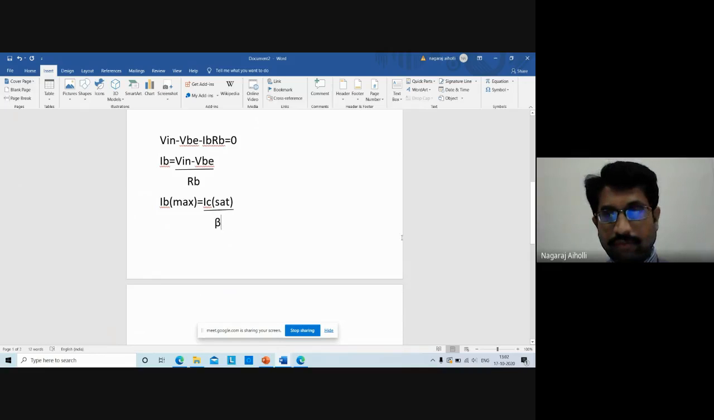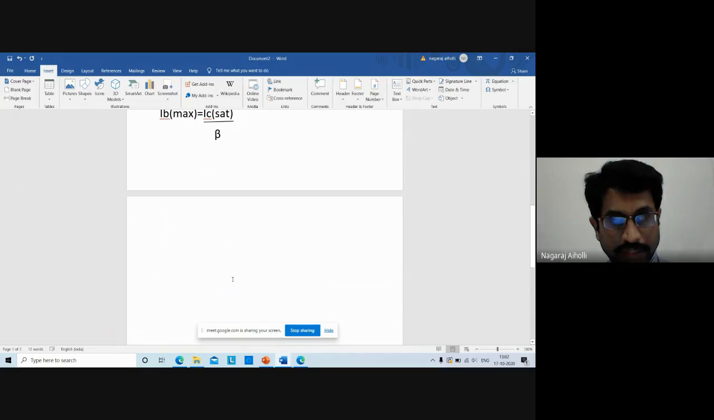Right? This is the equation for IB. Okay, so you all have to remember these equations. Then there is a condition here for the transistor to go to saturation.